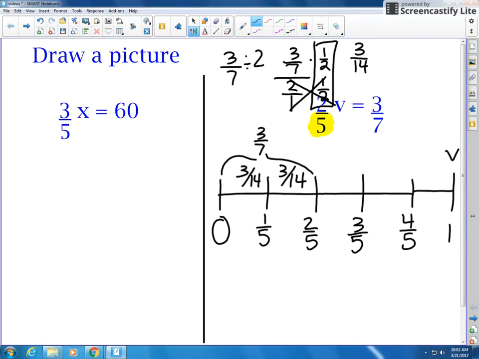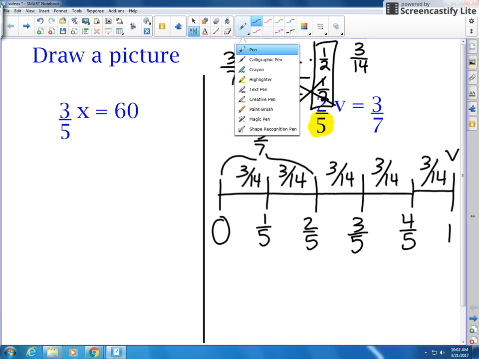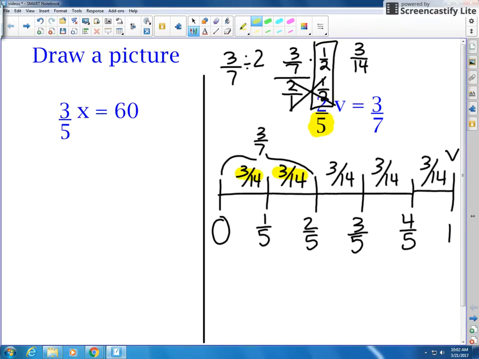So let's think about it. 3/14 plus 3/14 equals 6/14, which is reduced to 3/7. So if these 2 sections are worth 3/14, then every section is going to be worth 3/14. So now I have to go back and add 3/14 plus 3/14 plus 3/14 plus 3/14 plus 3/14, or I could do 3/14 times 5 because I have 5 sections. Multiplying by 5 is the same as 5 over 1. So I multiply straight across. 3 times 5 is 15. 14 times 1 is 14.